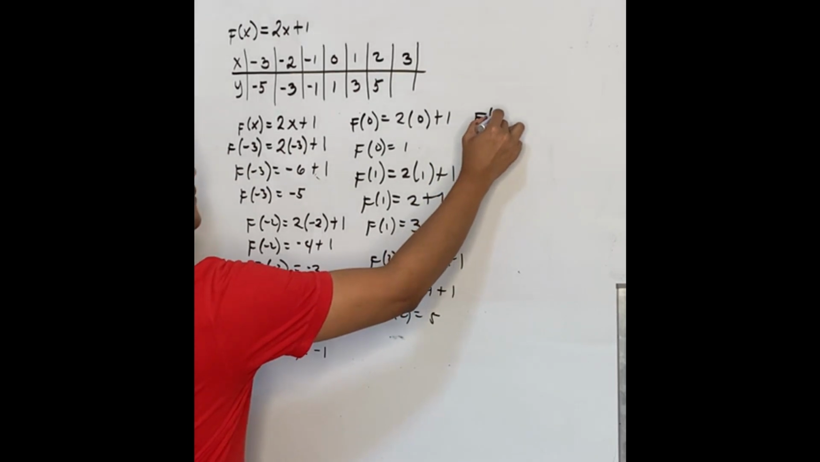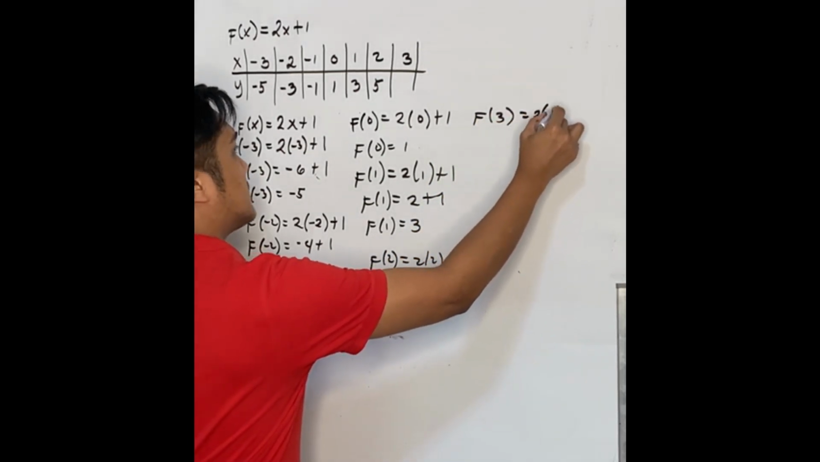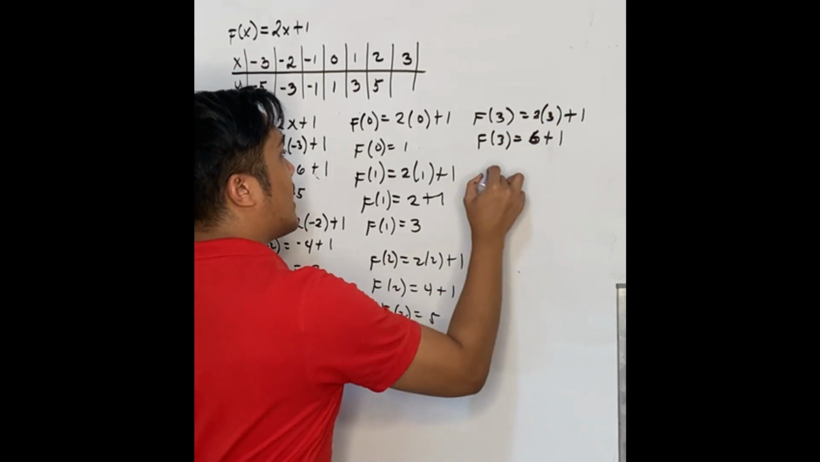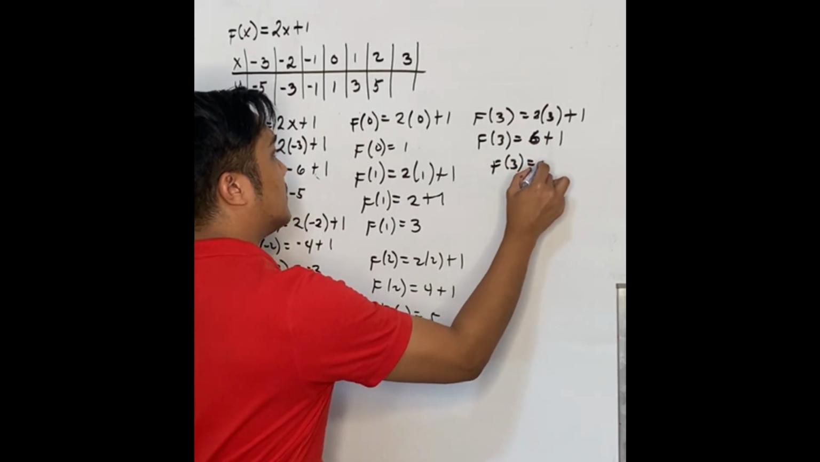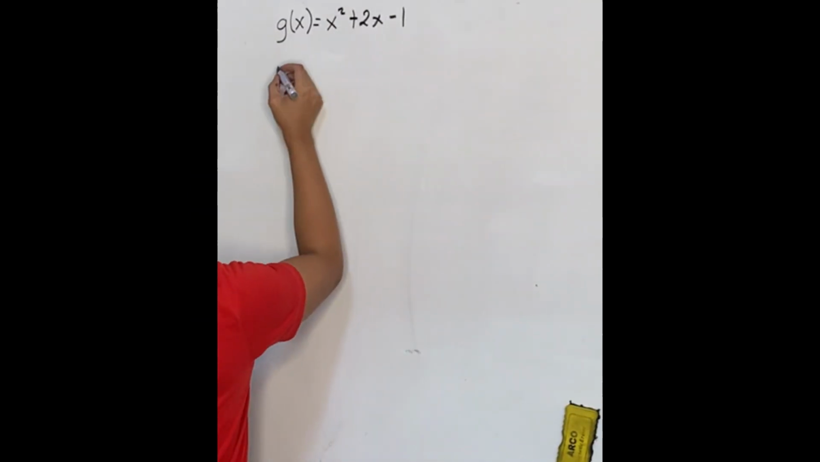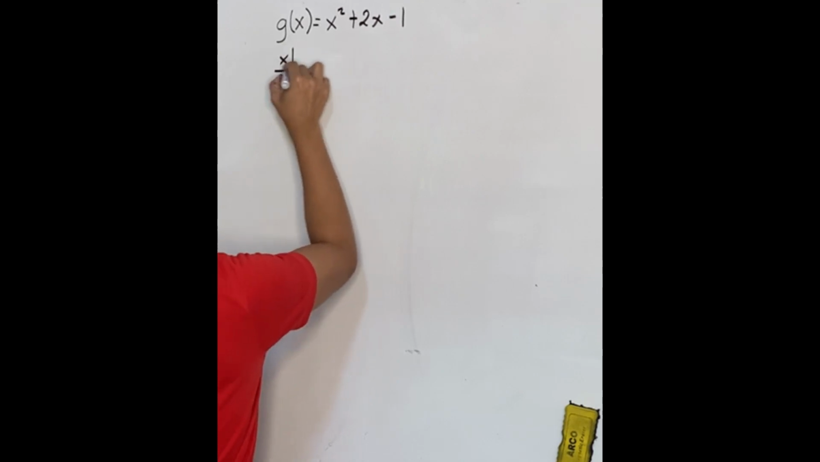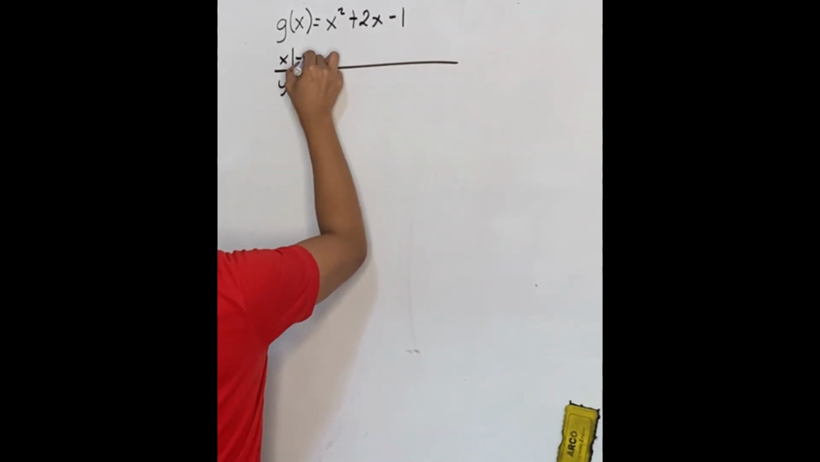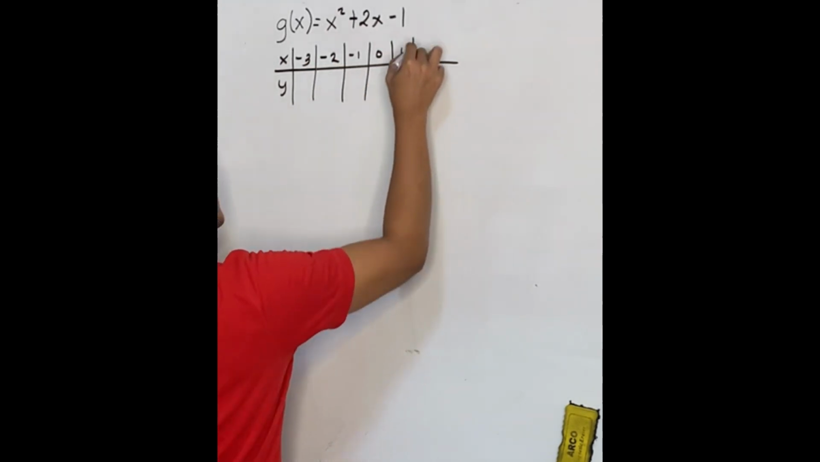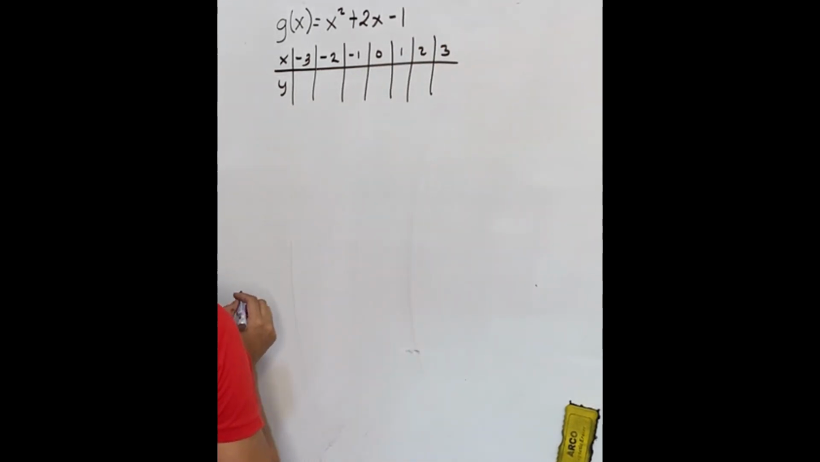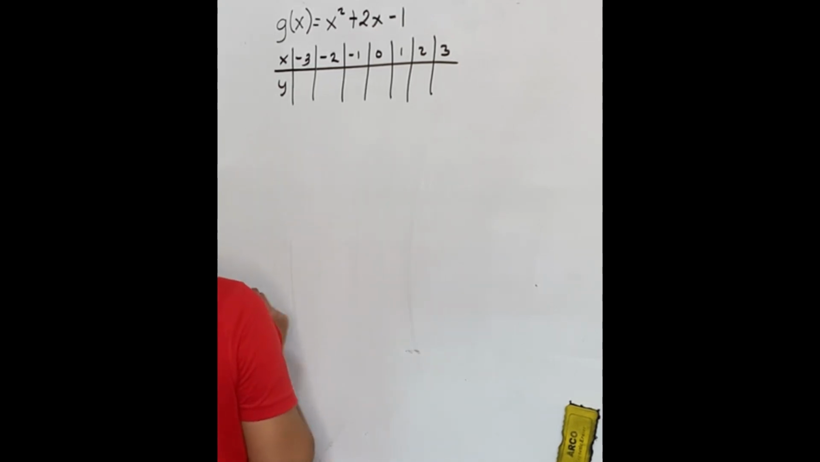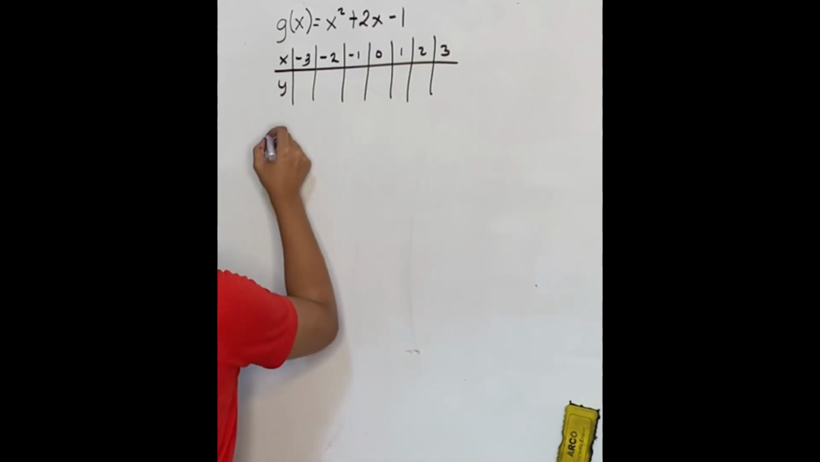f of 3 is equal to 2 times 3 plus 1. f of 3 is equal to 6 plus 1. f of 3 is equal to 7. Now let's evaluate for the values of x in our table. So we will be having negative 3, negative 2, negative 1, 0, 1, 2, and 3. So again, the same as what we did in the linear function, we will be evaluating each of the values of x to have our value of y.